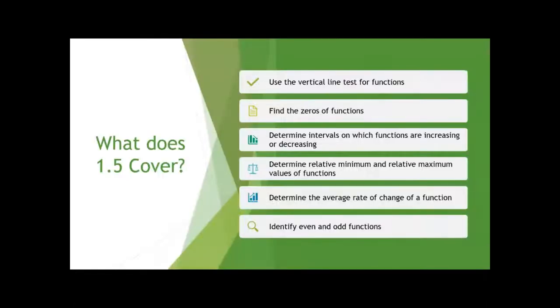So 1.5 is covering that essentially. So first you use the vertical line test for functions, and then find the zeros of functions. Determine intervals on which functions are increasing or decreasing. Determine relative minimum and relative maximum values of functions. Determine the average rate of change of a function, and then identify even and odd functions. So there's a lot going in to 1.5.